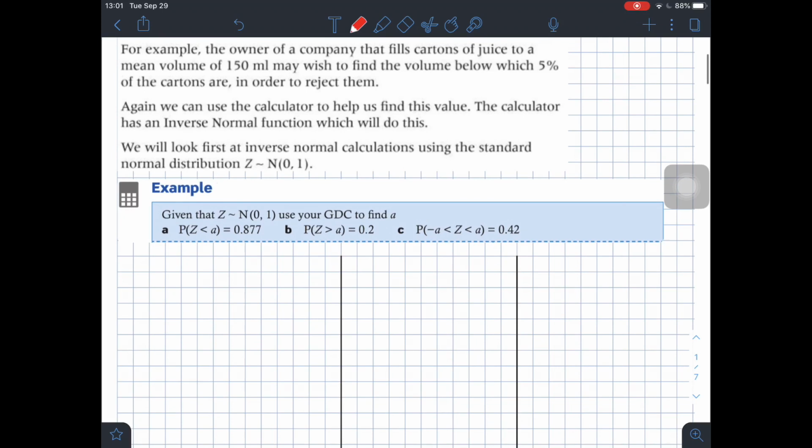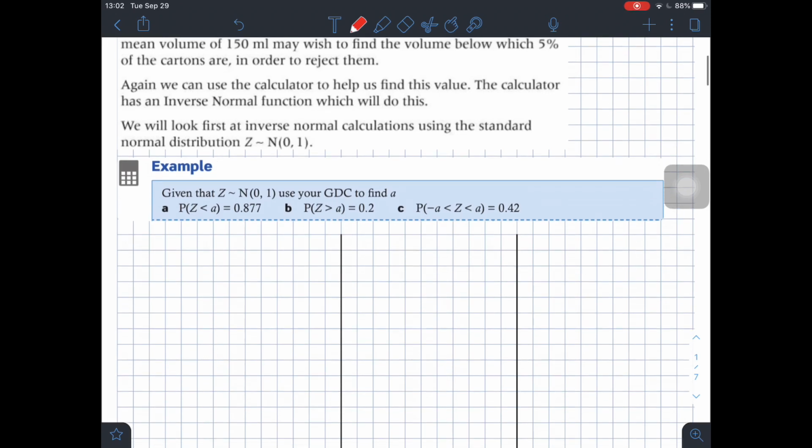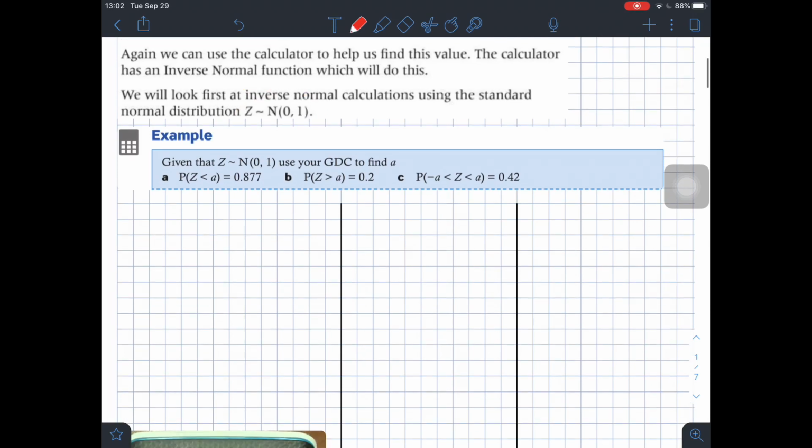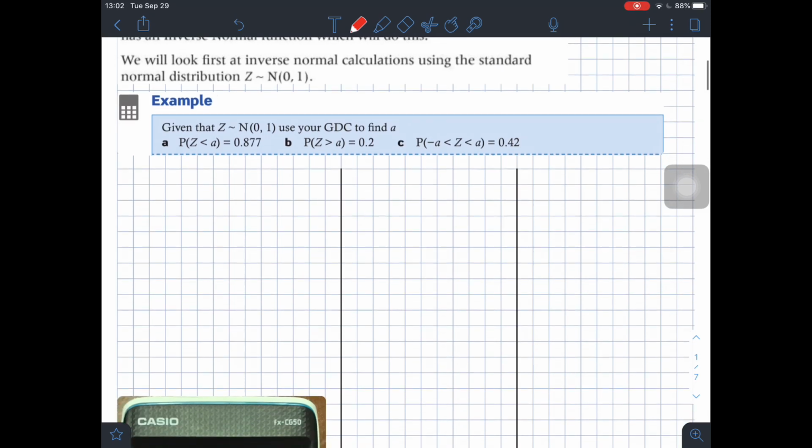Then it says, again, we can use a calculator to help us find this value. The calculator has an inverse normal function, which will do this. I'm going to show you how to do that in a second. We will look first at inverse normal calculations using the standard normal distribution, which, if you remember, standard normal distributions are the ones which have a mean of 0 and a standard deviation of 1 always. Okay, so let's see how this works.